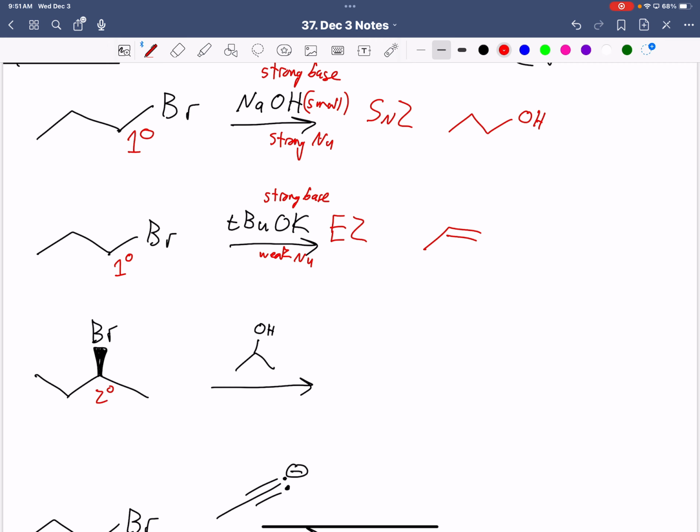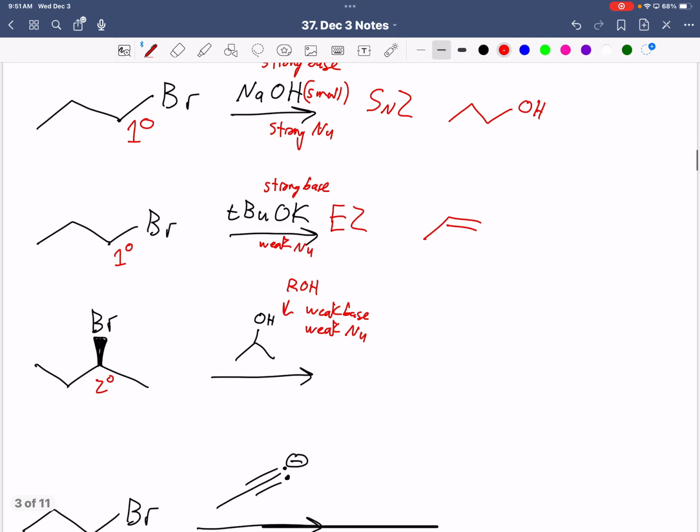Here we got a secondary substrate. I don't think I've drawn this for you before, but this is isopropanol. It's just an alcohol. It's ROH. That's weak base, weak nucleophile. It's just like water or methanol or ethanol. So weak base and weak nucleophile, but as long as it's secondary or tertiary, we can still do SN1 and E1, and it will probably be a mix.